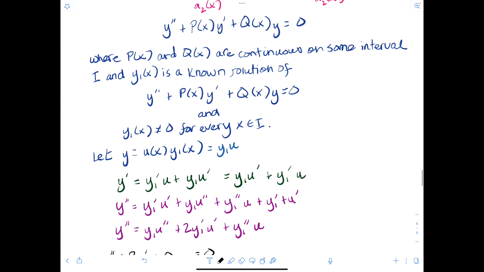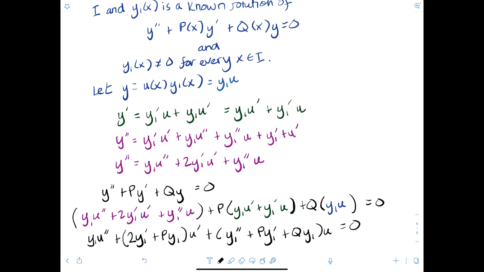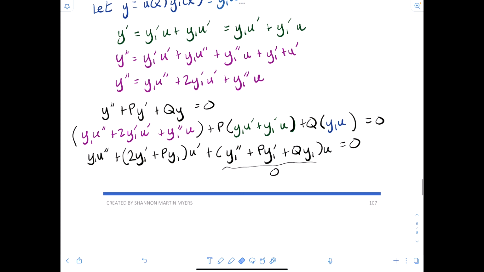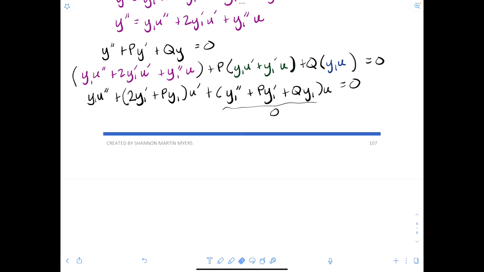But what did we know? We know that y double prime plus p y prime plus q y has to be 0, right? From what we started with. I mean, yes, we're dealing with y1s, but that's okay. So all of this is 0. So this will simplify to be y1 u double prime plus 2y1 prime plus p y1 times u prime is 0.